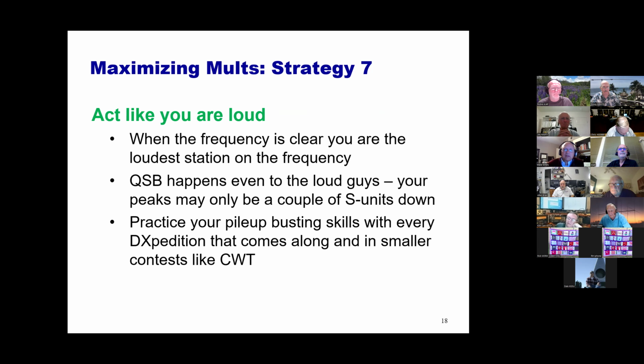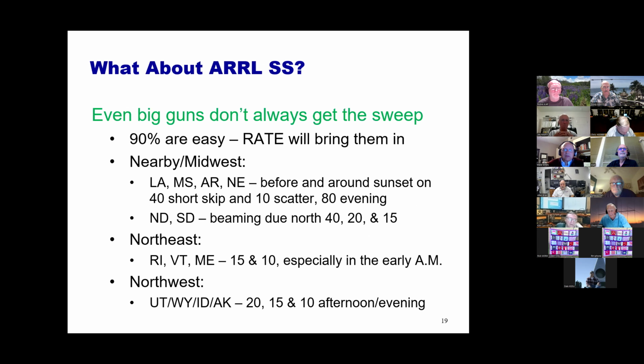So I'm going to go on to the next slide. Just a little bit about ARRL SS, because in the next month we'll have 2 opportunities for sweepstakes. Even the big guns don't always get to sweep. So getting a sweep is not important, but every next multiplier is a pretty big deal. So 90% of the states have plenty of participants, and if you make a lot of QSOs, you'll talk to 90% of the states, 90% of the sections. But sometimes it's hard to find the guys that are close in, like Louisiana or Mississippi.